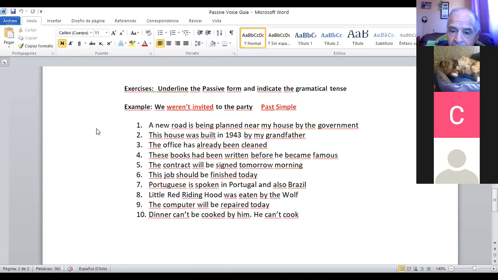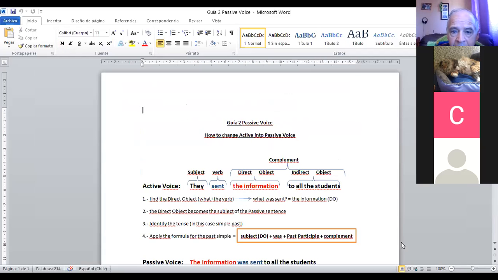First, yes. Are you observing or not? Can you see? Y qué se supone que dice que hay un ejercicio como de underline the passive form and indicate the grammatical tense? Eso dice. Entonces no sé qué está leyendo. Ah, entonces es otra la cosa. A ver, me cambió la imagen. Ahí. Que dice guía 2 passive voice. Eso. Sí. Sorry, Dana. Okay. Todo de nuevo.